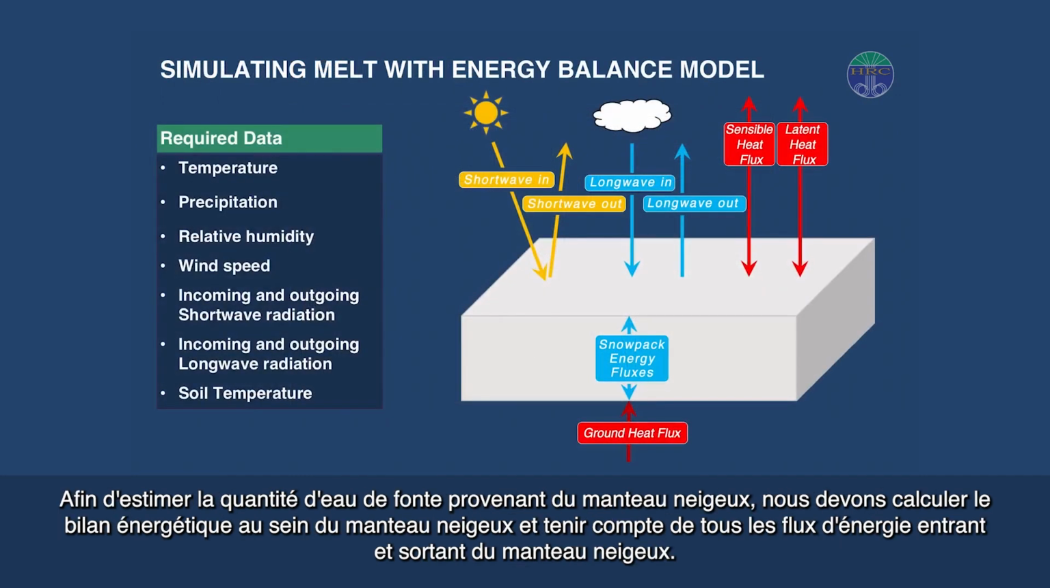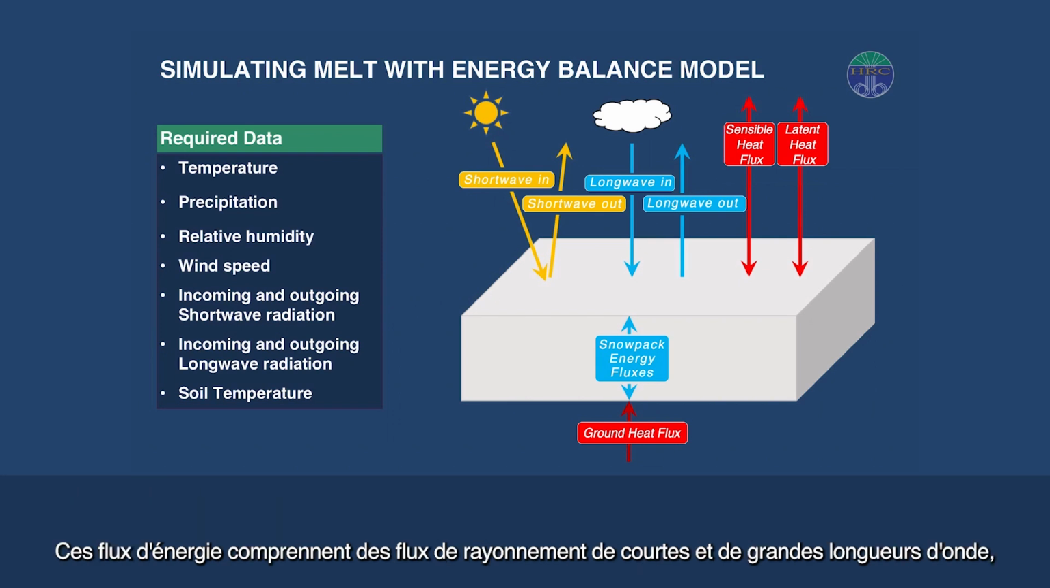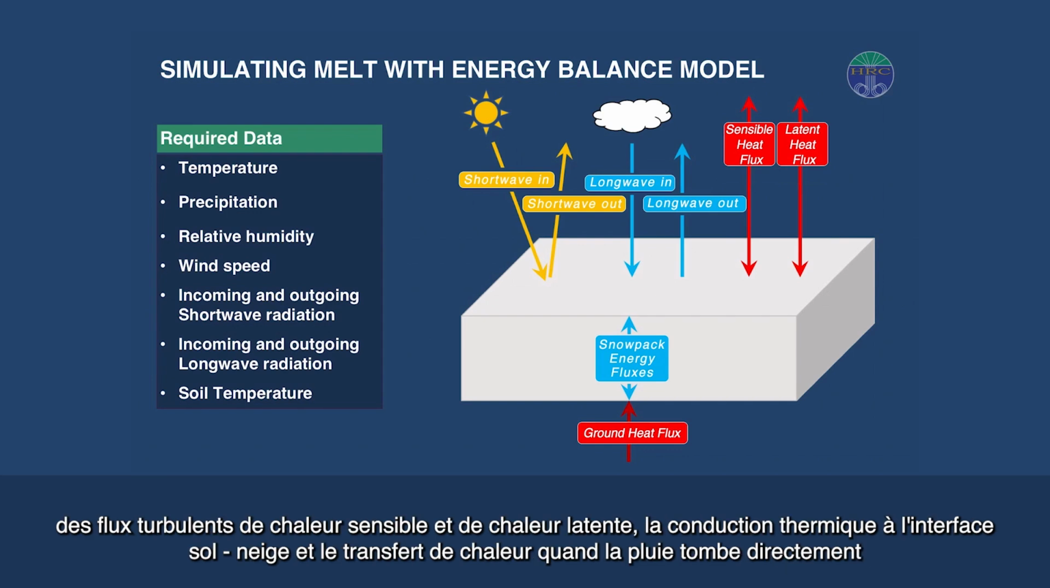In order to estimate the melt from the snowpack, we need to calculate the energy balance within the snowpack and account for all the energy fluxes into and out of the snowpack. These energy fluxes include radiative fluxes of short-wave radiation and long-wave radiation, turbulent fluxes of sensible heat and latent heat, heat conduction at the ground-snow interface, and the heat transfer during events when rain is falling directly on the snowpack.